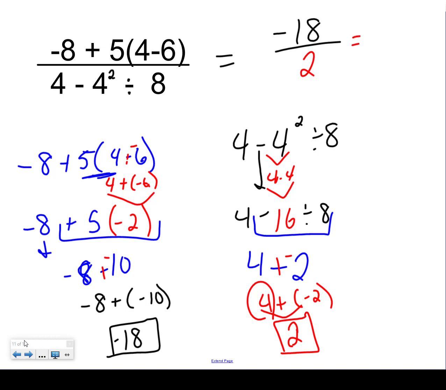So up here I have a negative 18 divided by 2, right? This is a division problem. Signs are different. The answer is negative. 18 divided by 2 is 9, so negative 9 is my final answer.